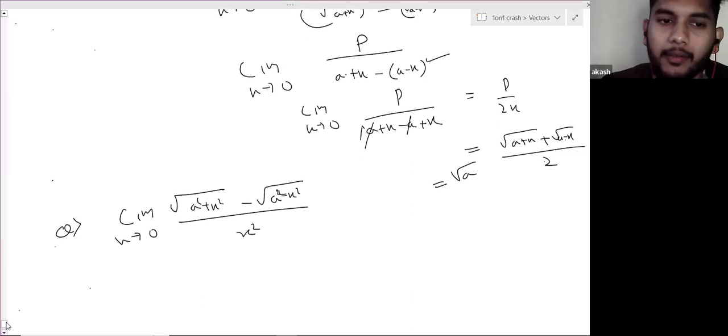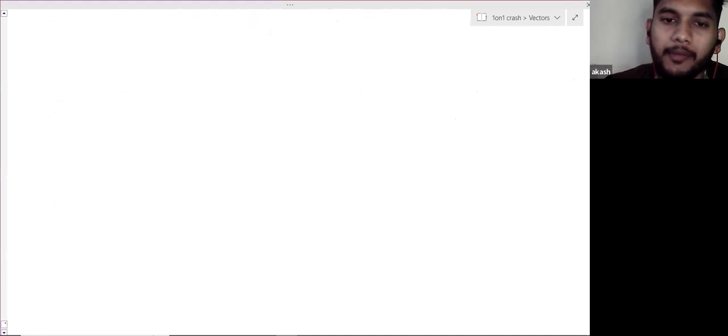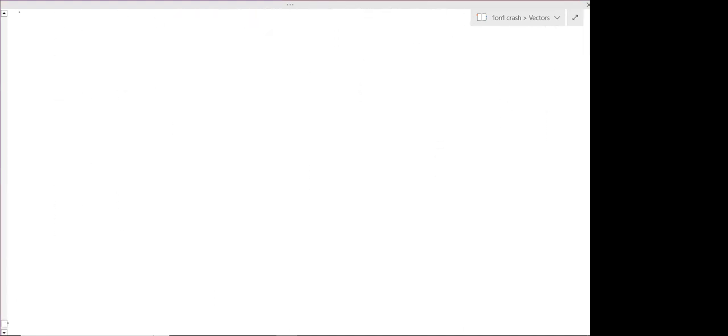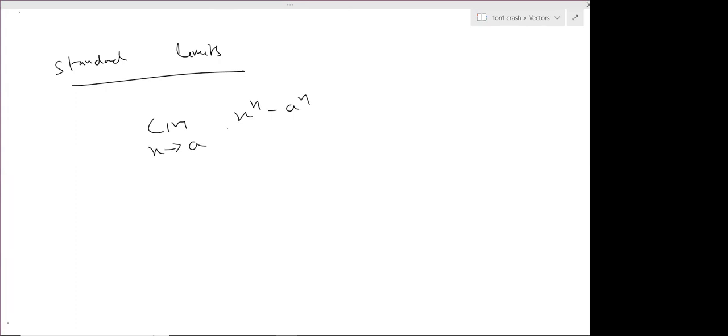So rationalization is also over. Now we have some standard limit formulas. Note it down. All right, so in most of the cases, you are going to use the standard formulas. If you have limit x tending to a, x to the power n minus a to the power n upon x minus a, this is n a to the power n minus 1. Very important part.